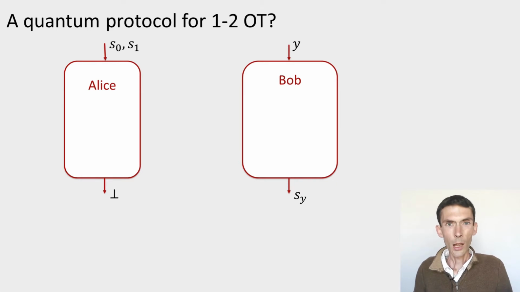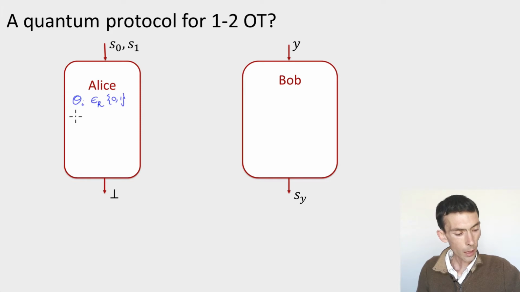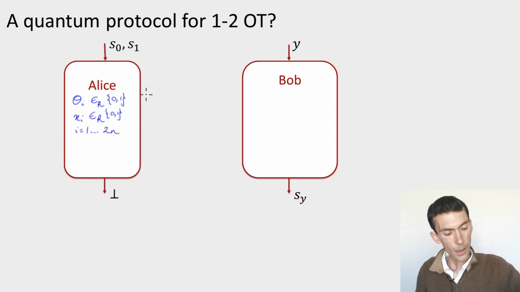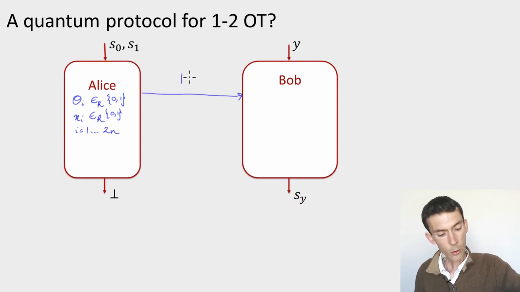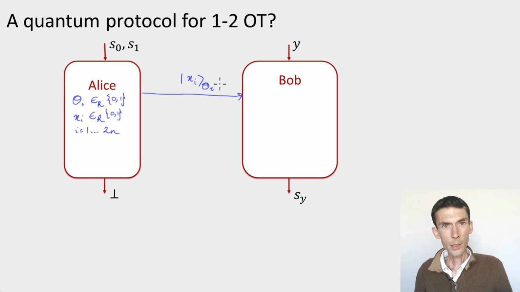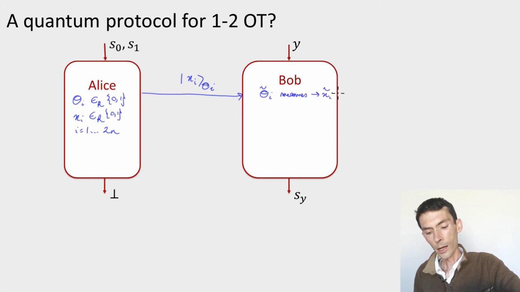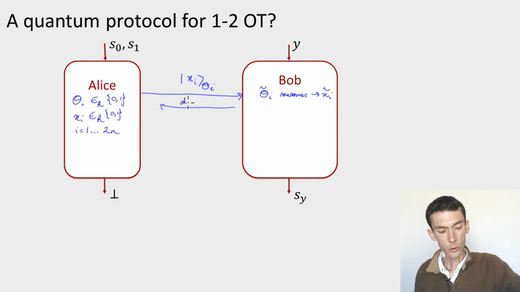In the first stage, Alice is going to prepare a bunch of BB84 states, 2n of them. So Alice is going to choose randomly some angles, theta_i, random bases, and some bits, x_i, for i going from 1 to 2n, and she's going to send to Bob the corresponding BB84 states, so x_i encoded in basis theta_i. Now Bob receives the states, and he measures them in random bases. So Bob will choose some theta tilde_i, and he measures and obtains some outcomes x tilde_i. Once he's done, he tells Alice, done, alright?